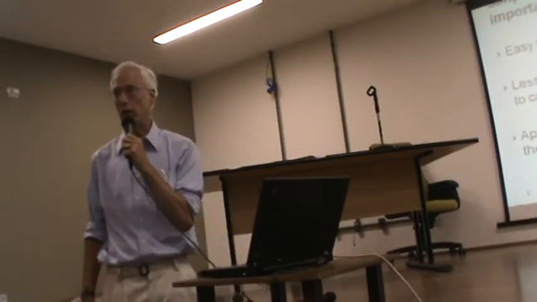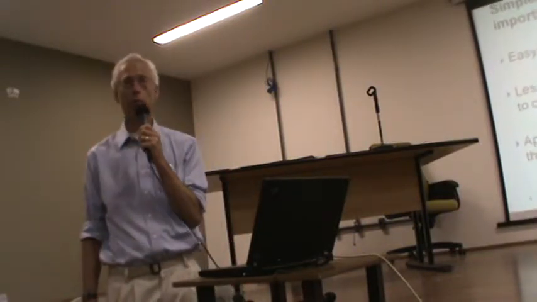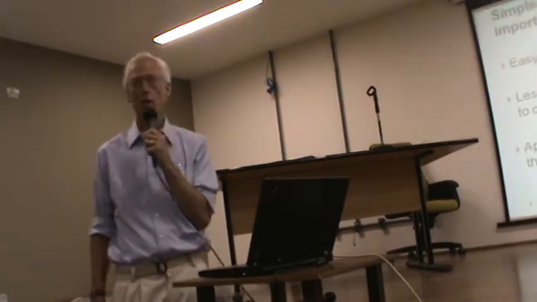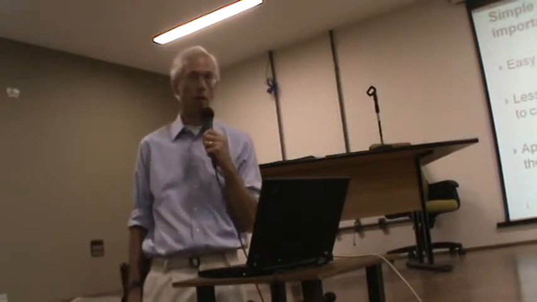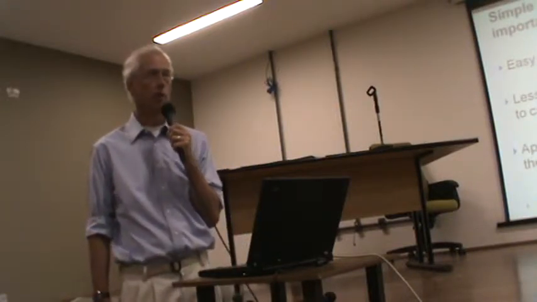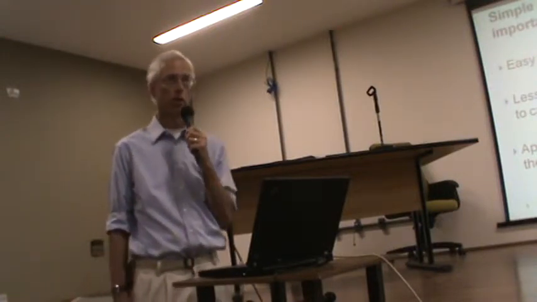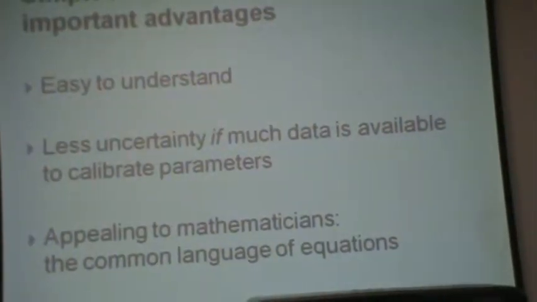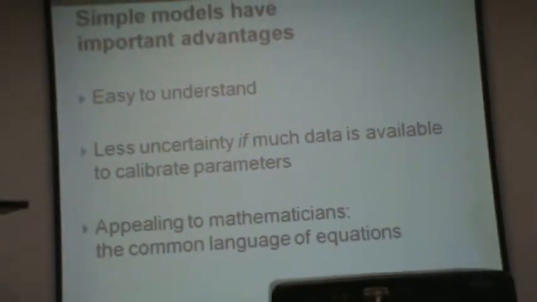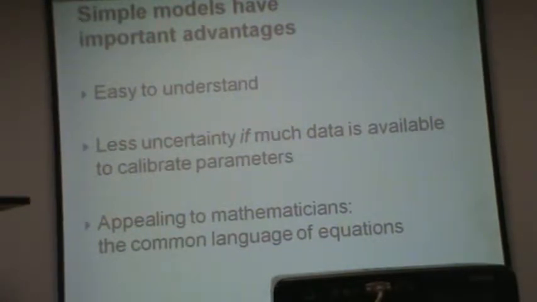So to talk about why individual-based models are important, I'm going to start by talking about simple models in contrast to individual-based models, which most people think of as complex models. Simple models have been extremely popular in ecology ever since ecology really started as a modeling practice. Some key advantages of simple models are they're easy to understand. It's easy to analyze a model and figure out exactly what it's doing, how it behaves.